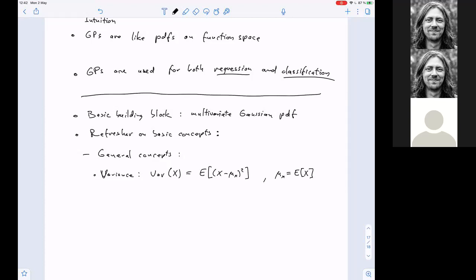And the reason why we want to be clear on this is because one of the key quantities that we will discuss a lot is covariance. The covariance is always of a pair. The covariance is defined as the expectation value of x minus mu x, times y minus mu y.